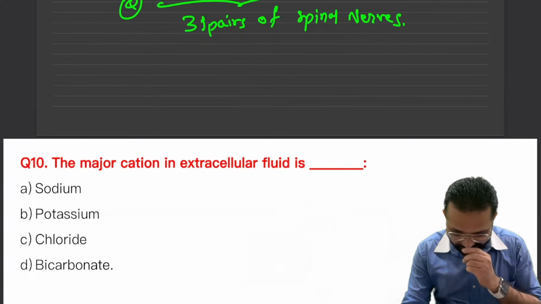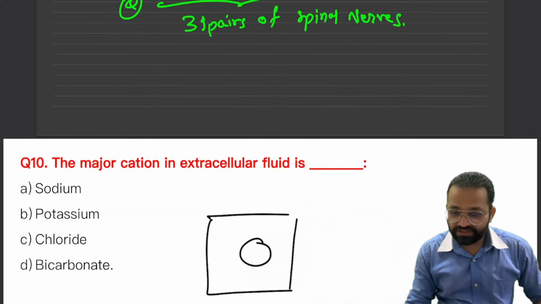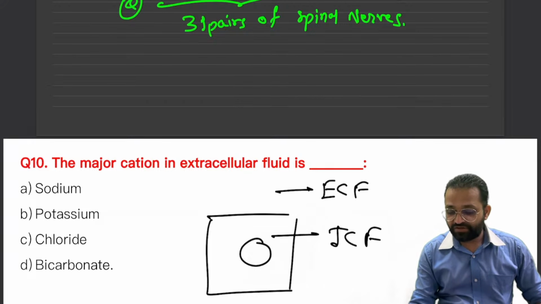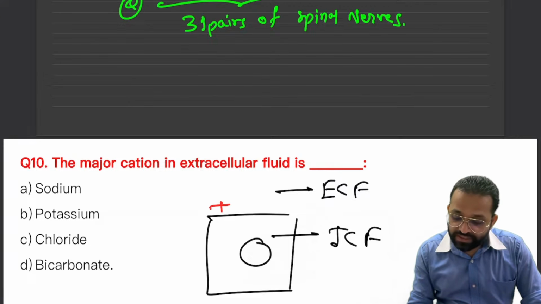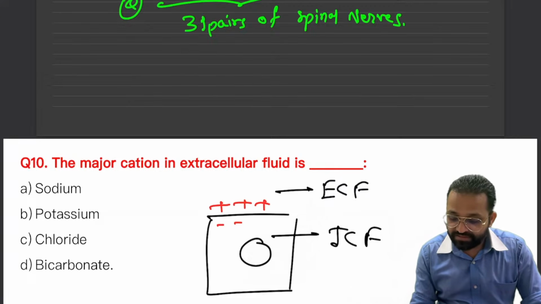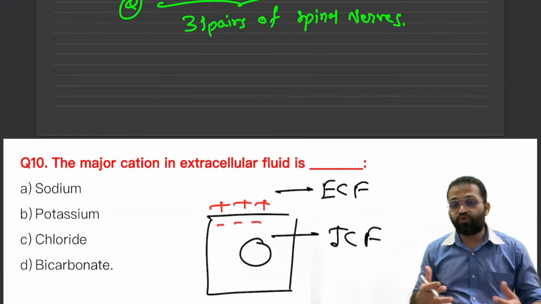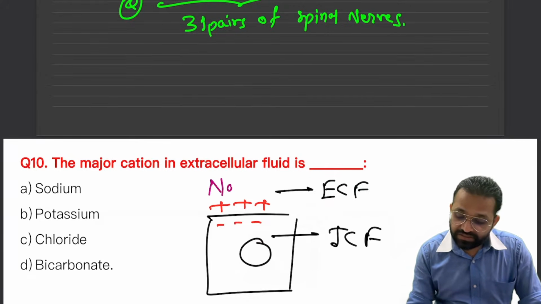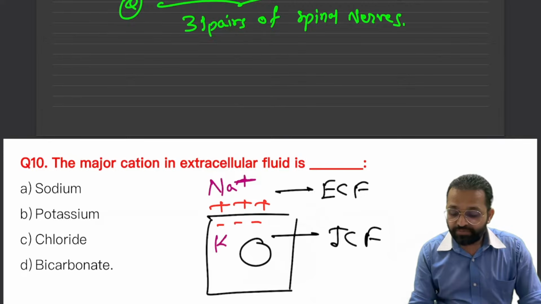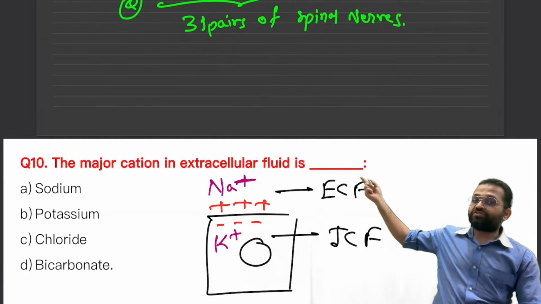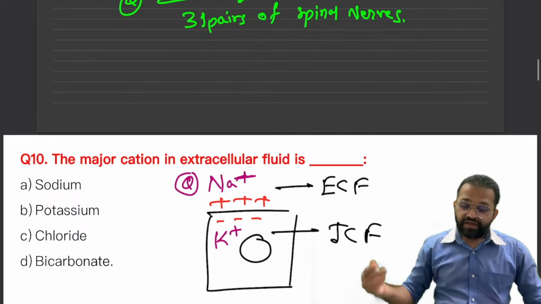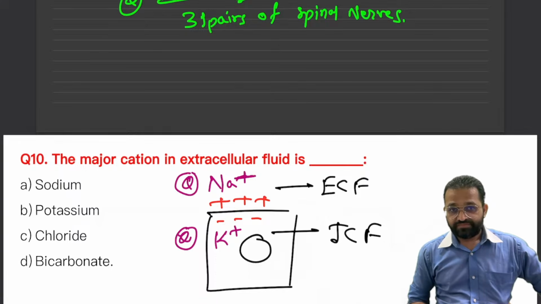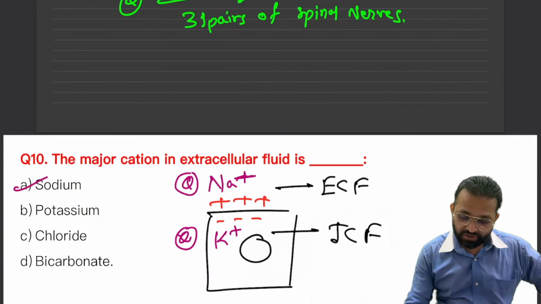Yes, look here. If this is the cell, here is the nucleus. So this is the extracellular fluid outside the cell, and here is the intracellular fluid. As we know, outside there is more plus charge, and inside the minus charge is more predominant. In our periodic table, sodium is outside. It is more positive, and potassium is less positive. So remember, in extracellular fluid the major cation is sodium, and in intracellular fluid the major cation is potassium. Fine. So the answer to this question is sodium.